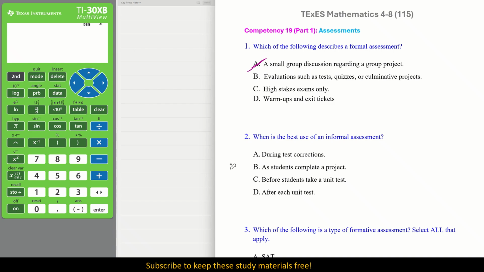evaluations such as tests, quizzes. Okay, they had me test with test and a quiz. And cumulative also, even though it's projects, that's still a good formal assessment. So I'm going to say B.